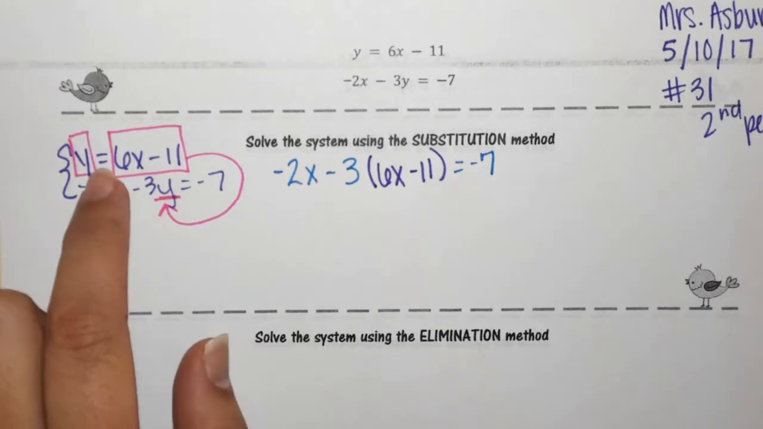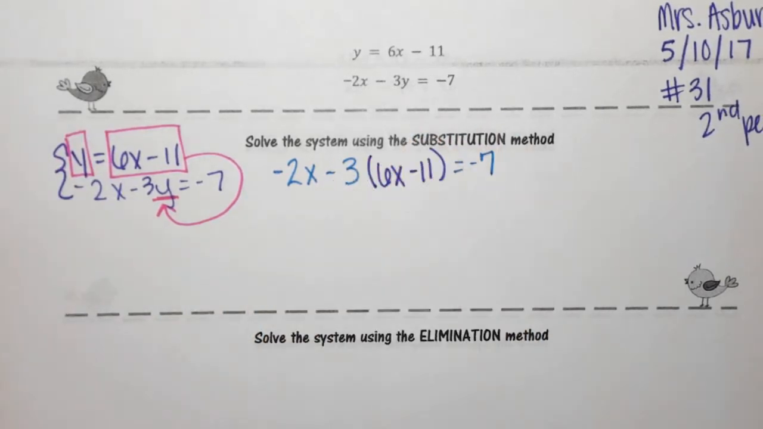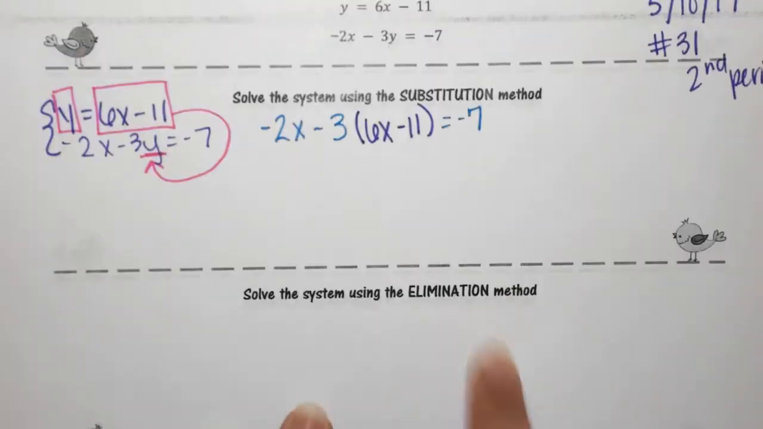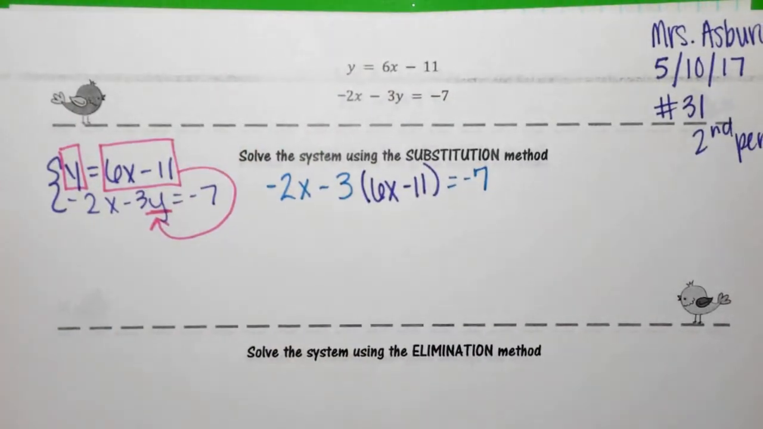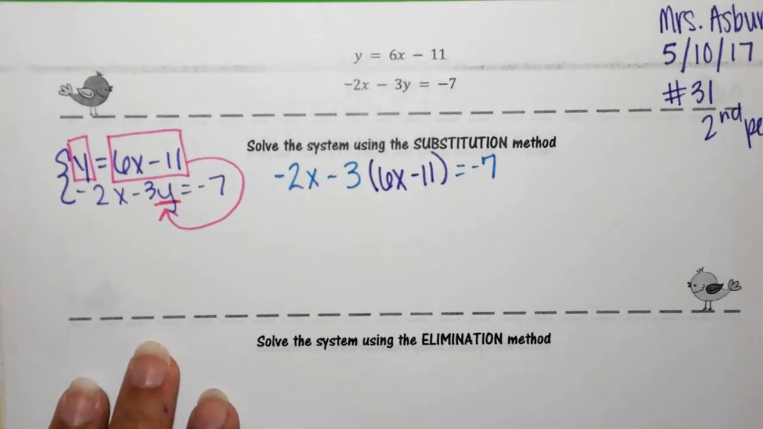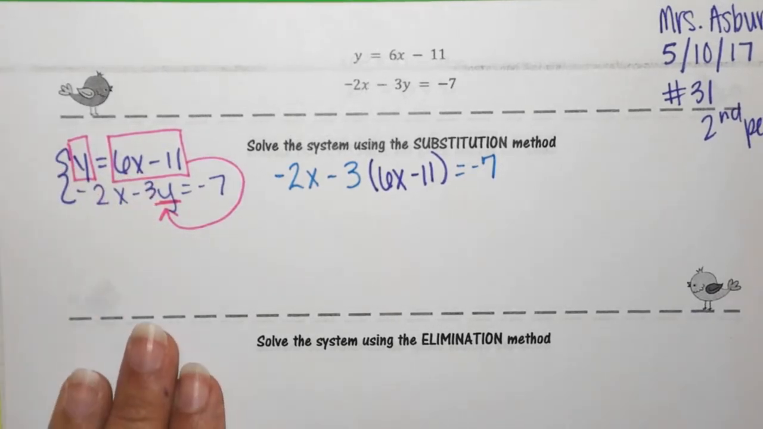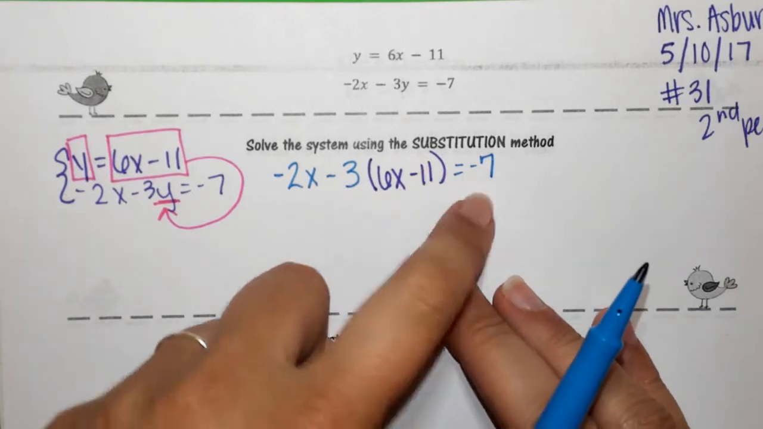All right, so why did we use substitution? Who can tell me why we chose to use substitution first? But why did we not come down here and do elimination first? No, we don't. We can do it however we want to. The variable's by itself because it says y equals. Good job. All right, now, how are we going to get rid of parentheses? Who remembers?